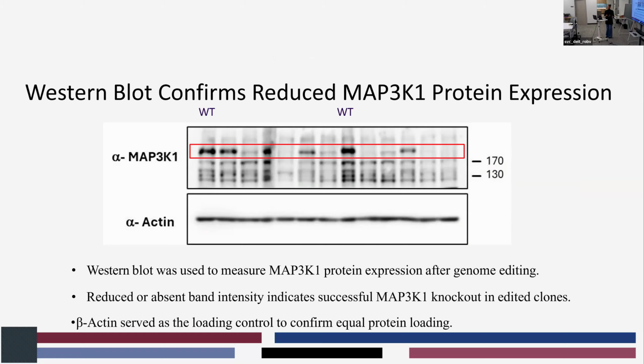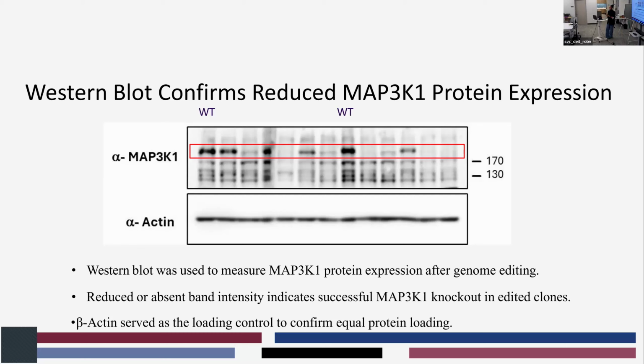This Western blot confirmed reduced MAP3K1 protein expression. This Western blot was used to measure MAP3K1 protein expression after genome editing. Reduced or absent band intensity, like these ones right here, indicates successful MAP3K1 knockout in edited clones. This actin was just a control to confirm equal protein loading.